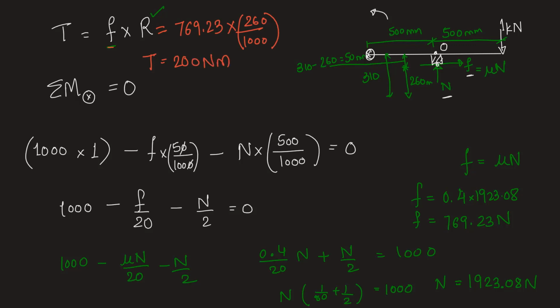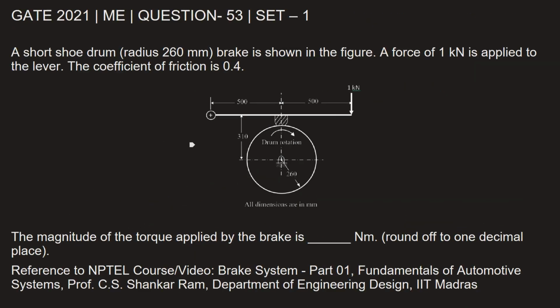Let's go back and fill in this answer. So the magnitude of torque applied by the brake is 200 Newton meter.